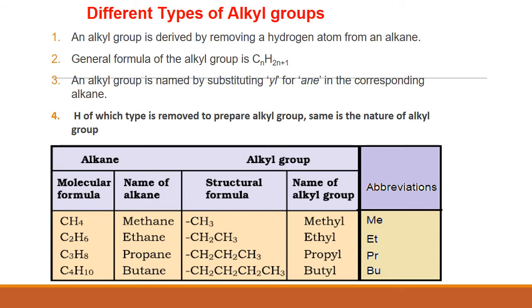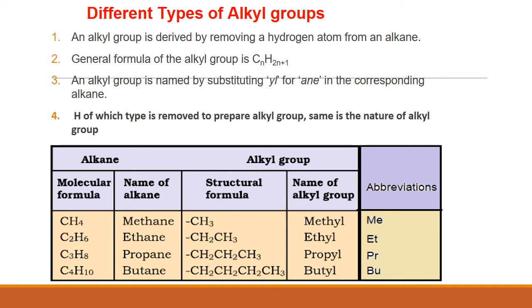Different types of alkyl groups. An alkyl group is derived from alkanes by removing one hydrogen atom. If we remove one H from the alkane formula, whatever remains is the alkyl group. So the general formula of an alkyl group is CnH2n+1. One H is less here. And an alkyl group is named by substituting YL for ANE in the corresponding alkanes.